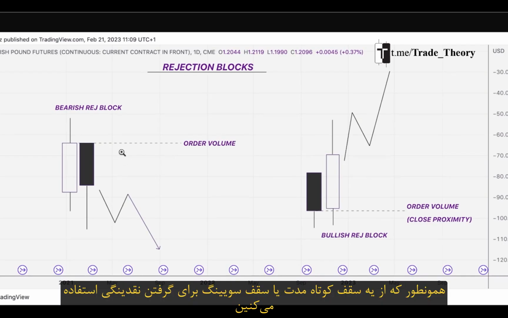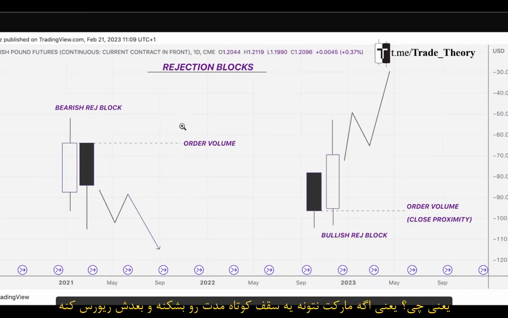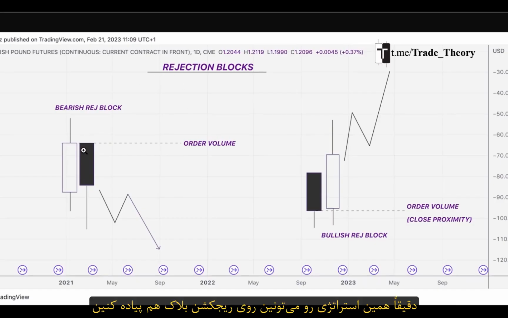Just the same way you're going to use a short term high or a swing high for liquidity, to aim for liquidity, and that swing high can also be utilized as a turtle soup. So when I say turtle soup, I mean a false break above a short term high and the market reverses. You can also do that same thing on rejection blocks.